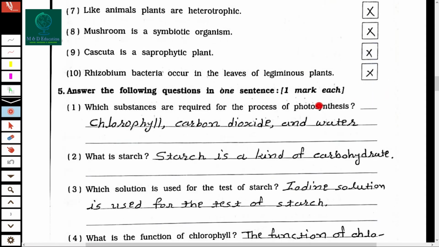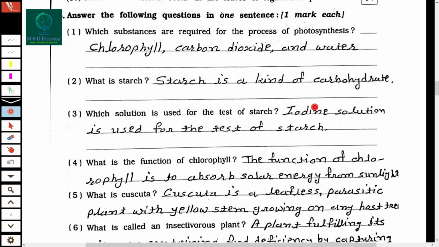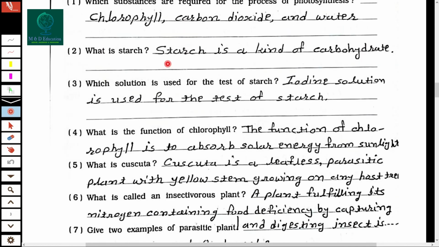Okay. Now the one sentence question answers. Now the first question is, which substances are required for the process of photosynthesis? So we require chlorophyll, carbon dioxide and water. Now, what is starch? So starch is nothing but a kind of carbohydrate.